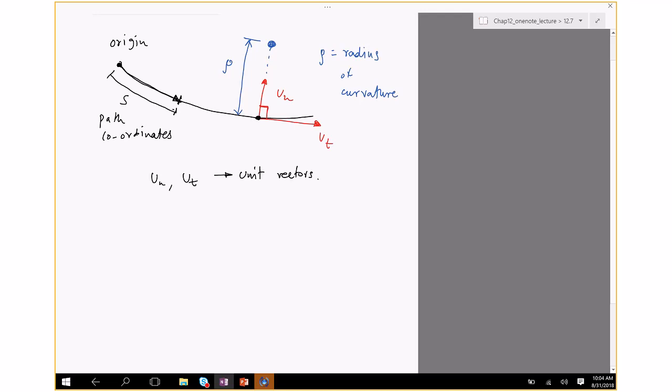Okay, and there is something called the radius of curvature, which is the instantaneous circle which you can draw about this point here. So think about the path coordinates here.